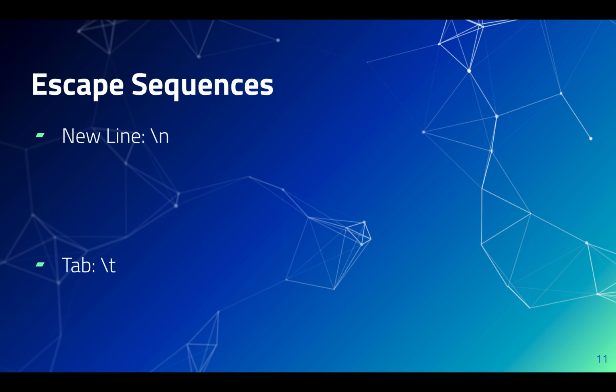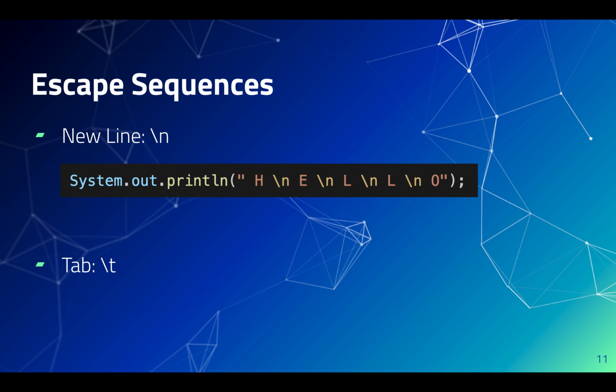Okay, so in Java, there are these things called escape sequences, where when you print things or when you want to have something special in a string, you can use a backslash. So for example, let's say you wanted a new line between different parts of a string. You could use the new line escape sequence with a \n. So in this example, we're printing the word hello, but each letter is on a new line.